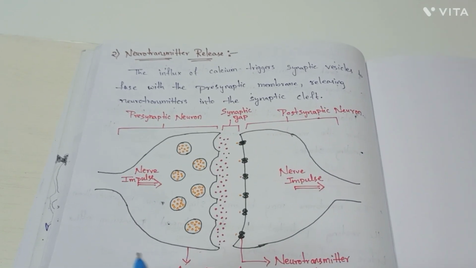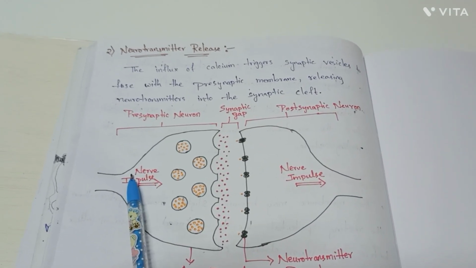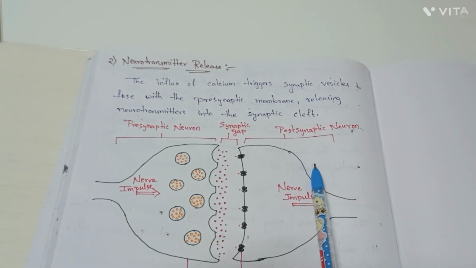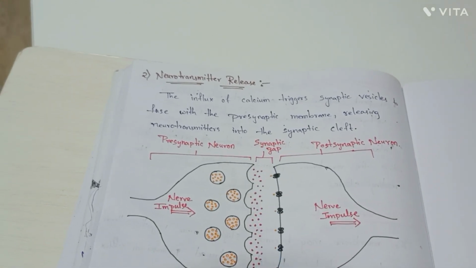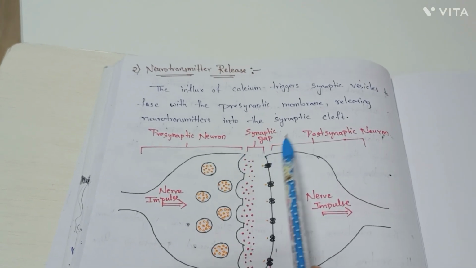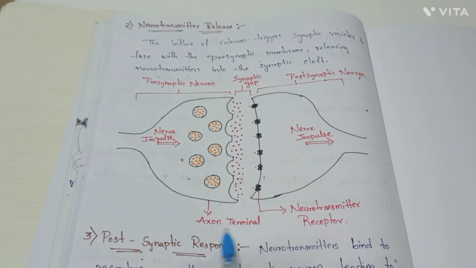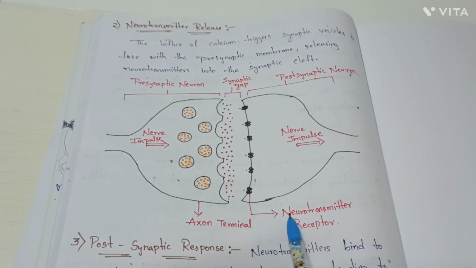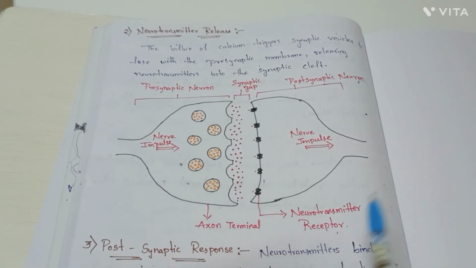As you can see, this is a presynaptic neuron and a postsynaptic neuron. This is the gap between these two neurons called the synaptic gap. And this is the axon terminal, and these are neurotransmitter receptors.